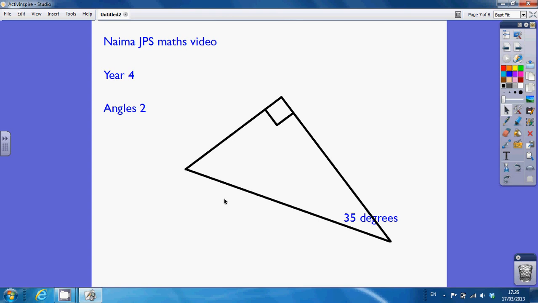Okay, so you should know that if we have this sign here where it's sort of boxed the corner in, it means that it is a right angle. Okay, so a right angle of course is 90 degrees. We have this angle which is 35 degrees, so we can add them together. We have 125 degrees. We know that in total there should be 180 degrees, and so we take the 125 away from 180, which will give us the final angle, which is 55 degrees.